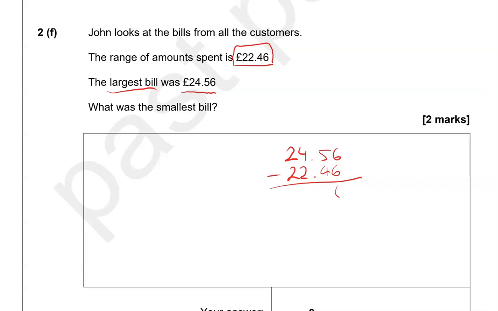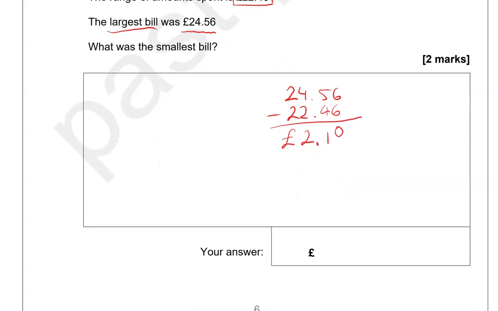So 6 take away 6 is 0, 5 take away 4 is 1, 4 take away 2 is 2, 2 take away 2 is 0. So £2.10 is the difference. So that is the smallest bill.